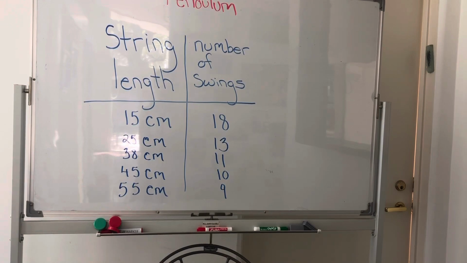This pattern looks like it is decreasing the number of swings as the string length increases. Or we could say that as the string length decreases, the number of swings increases.